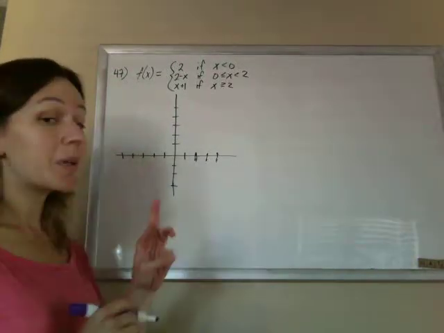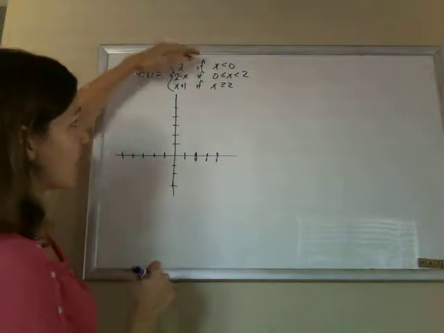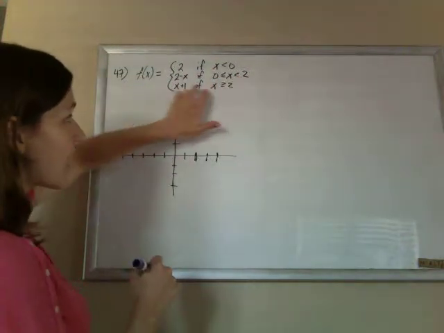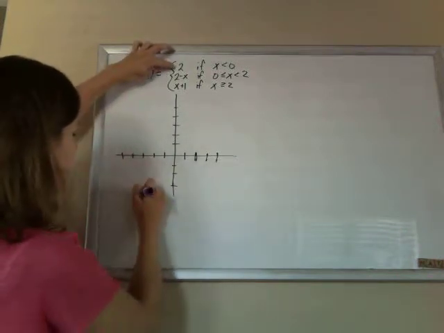Here we go. Three problems for the price of one. We're going to be y equals 2, this line if x is less than 0, this line if x is between 0 and 2, and that line if x is greater than or equal to 2. So we'll start with this one.